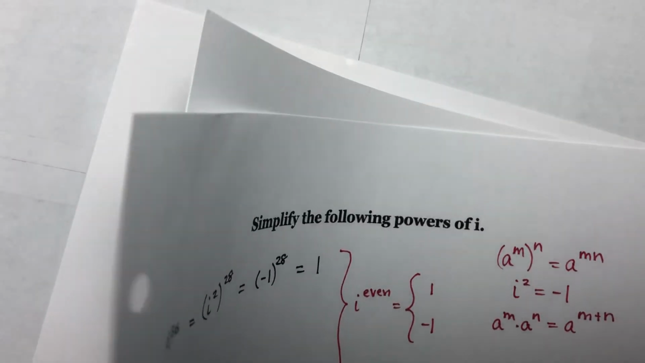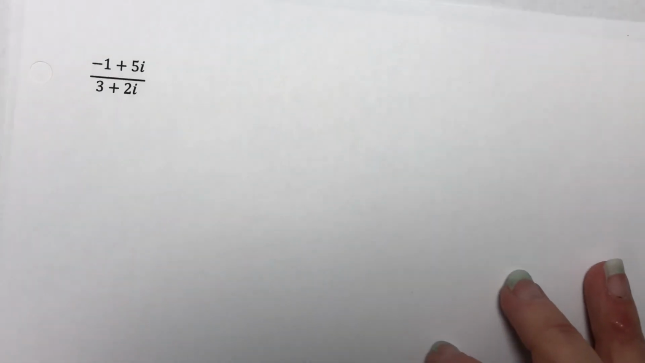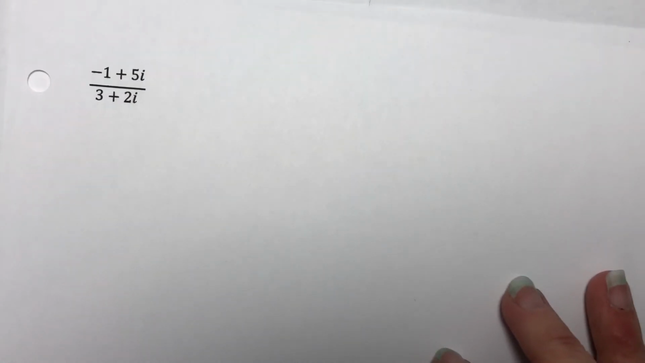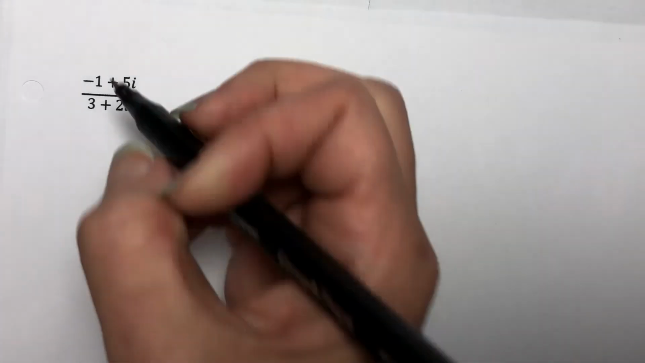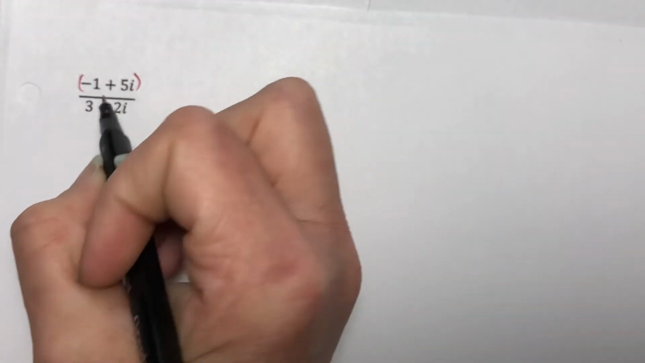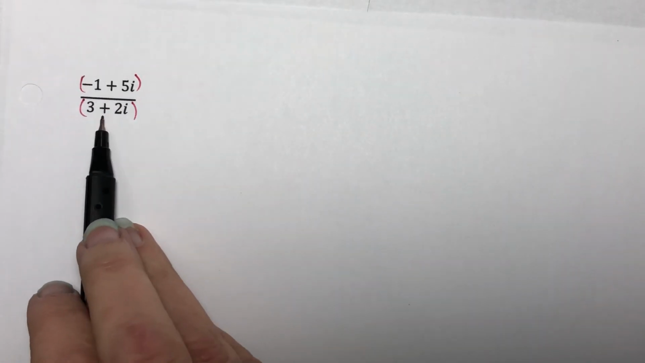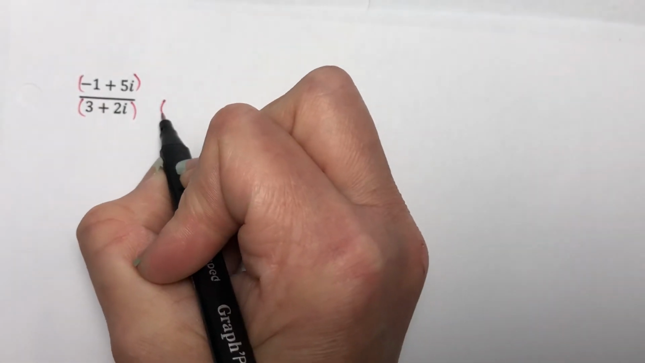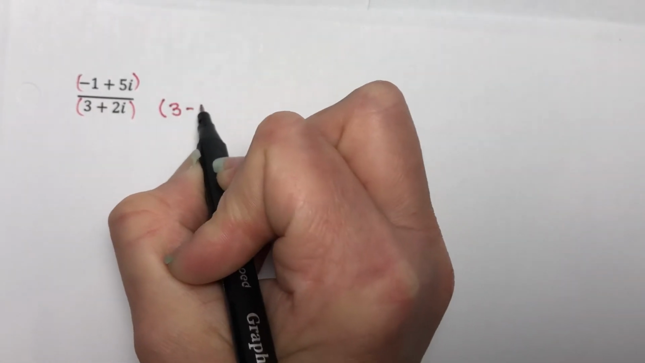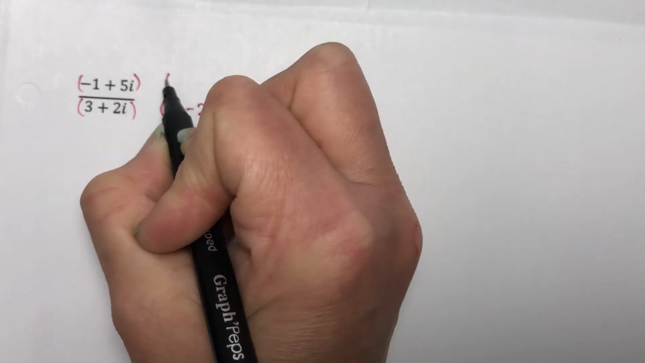So let's try another one of these. I have negative 1 plus 5i over 3 plus 2i. And again, I'm going to treat these as if they're in parentheses, and I'm going to multiply the top and the bottom by the complex conjugate of the bottom here. So that means I'm going to multiply by 3 minus 2i on both of these.